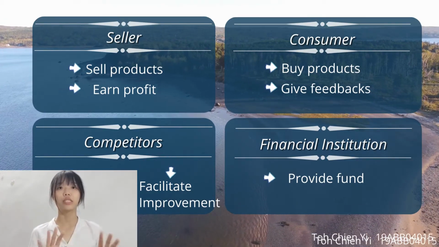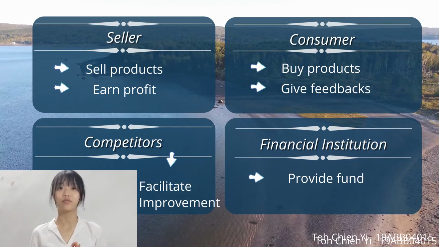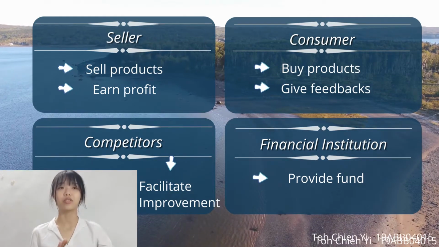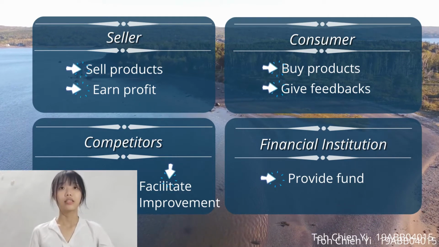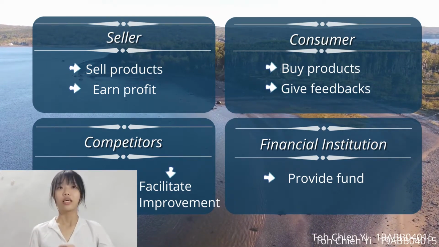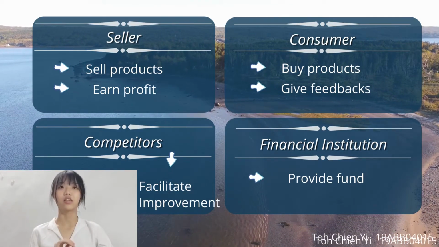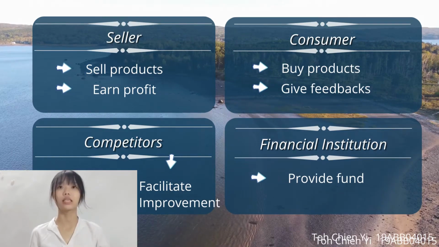Other than sellers and the customer, there are also competitors that contribute to the ecosystem. If there are no competitors, the business might eventually operate in a less disciplined and effective way, as there are no competitive threats from the same industry that may affect the business operations. Lastly, the financial institutions. They help in providing the customer financial funds when they are in need, so that the customer is able to purchase the goods and services to sustain their life.